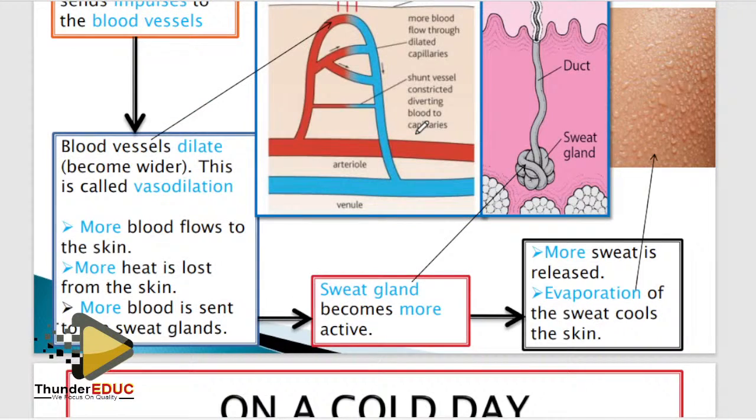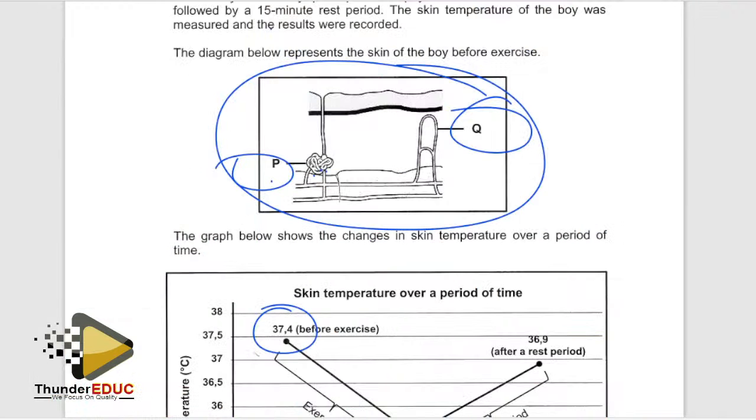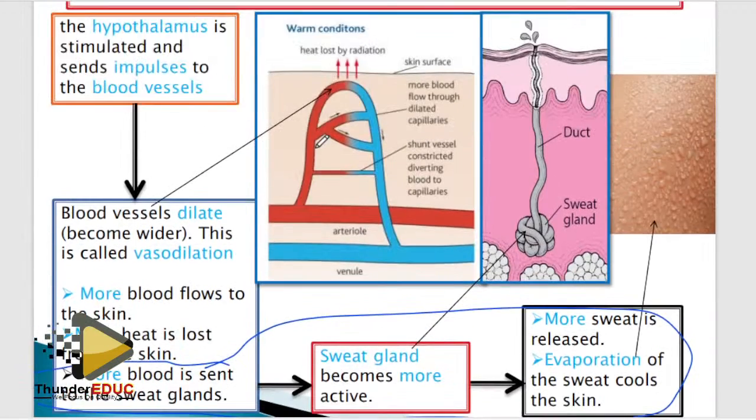So they are talking about the sweat gland. More blood is sent to the sweat gland, it becomes more active, and then more sweat is released. Evaporation of the sweat leads to the cooling of the skin. So basically that one only wanted that, while the other one is saying that Q is the blood vessel. So automatically for the blood vessel, you have to explain that impulses will be sent to the blood vessel. The blood vessel becomes dilated, and this is called vasodilation. More blood will flow to the skin and more heat is lost from the skin. So basically that's what they wanted.